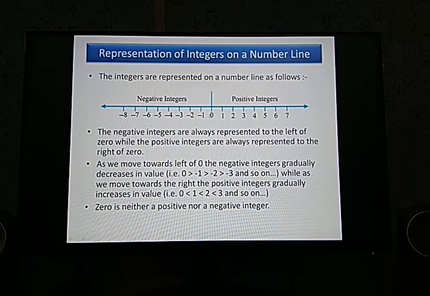Now, as we know, 0 is neither a positive nor negative integer. So we cannot consider it on any of the sides. It is in the middle, just like in the border.